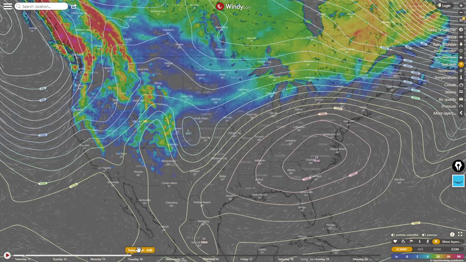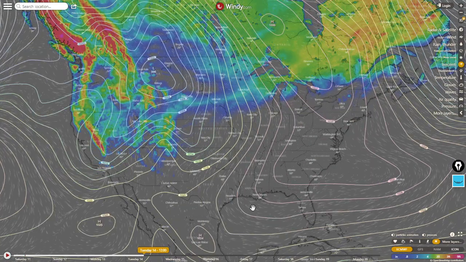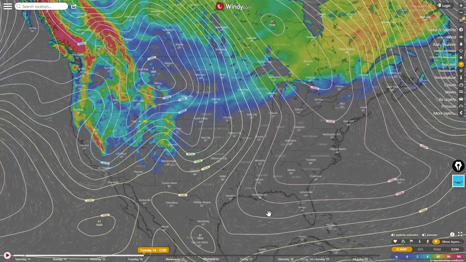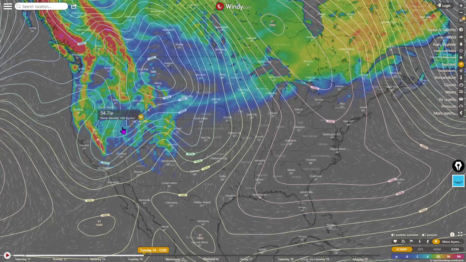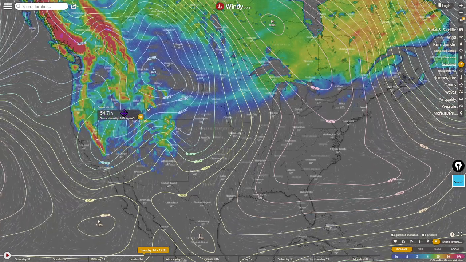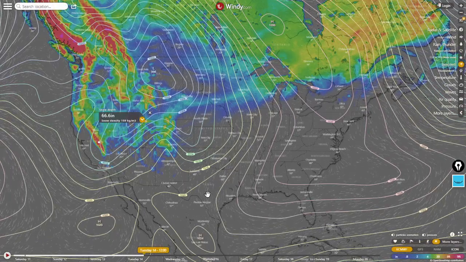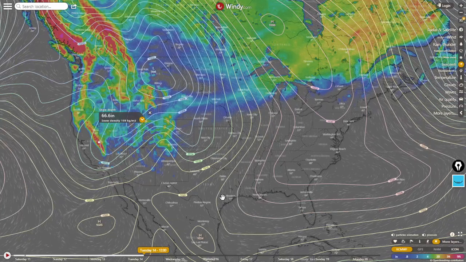Let's just move this forward. There is where the European model has snow totals at 12 noon Eastern Time on Tuesday, December 14th. And how much snow do we have there? 54 inches. 66.6 inches of snow forecasted there in Eastern California. Yowzers.